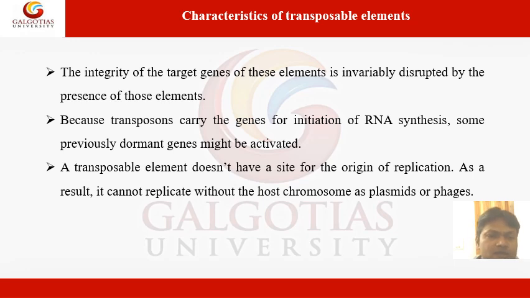The integrity of the target genes of these elements is invariably disrupted by the presence of those elements, because transposons carry the genes for the initiation of RNA synthesis. Some previously dormant genes might be activated. A transposable element does not have a site for the origin of replication. As a result, it cannot replicate without the host chromosome, as occurs in the case of plasmids or phages.